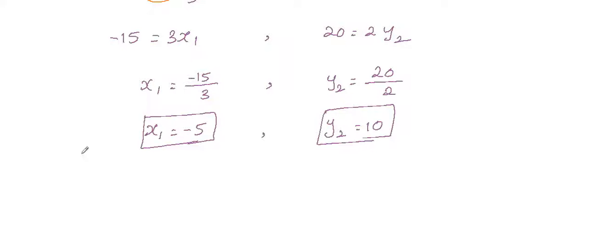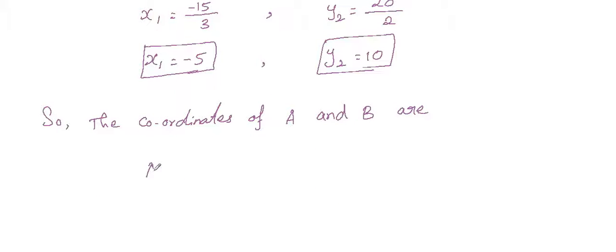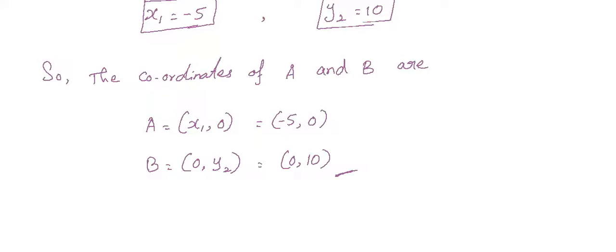Now write down the coordinates of A and B. The coordinate A is (x1, 0). Here x1 is -5, so coordinate A is (-5, 0). Similarly coordinate B is (0, y2), so here the coordinate B is (0, 10). So these are the coordinates of A and B.